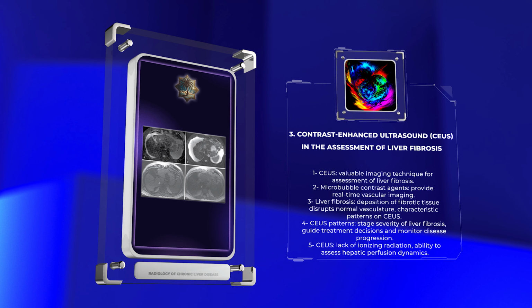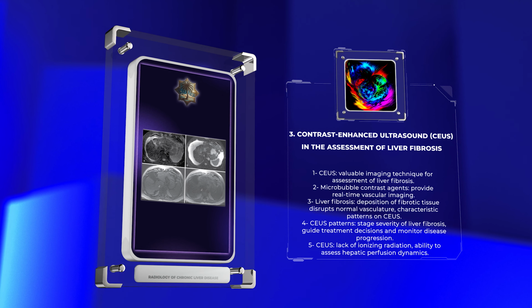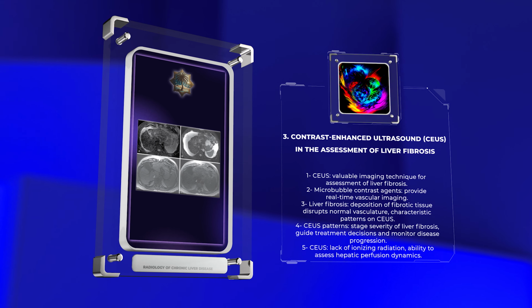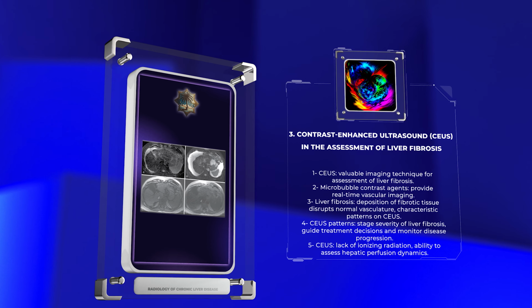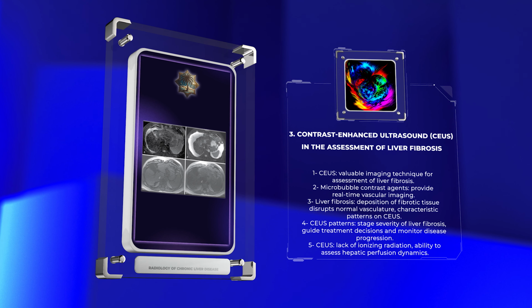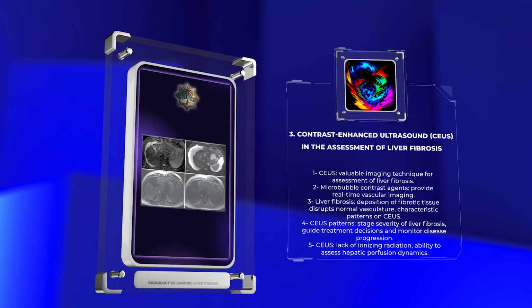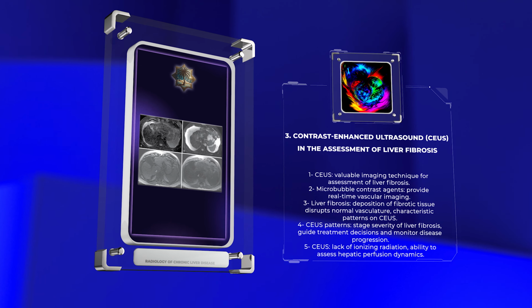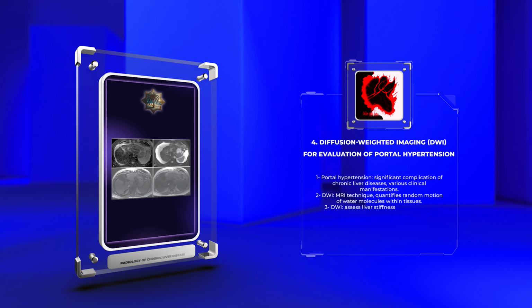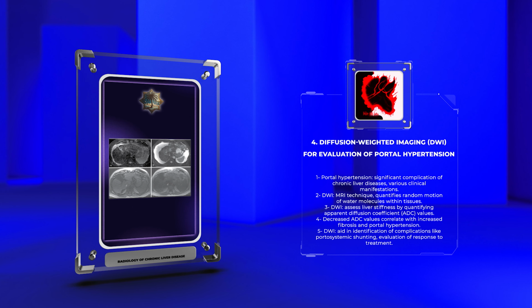In liver fibrosis, the deposition of fibrotic tissue disrupts the normal vasculature, leading to characteristic patterns on CEUS. These patterns can be used to stage the severity of liver fibrosis, guiding treatment decisions and monitoring disease progression. CEUS also offers advantages over other imaging modalities, such as lack of ionizing radiation and the ability to assess hepatic perfusion dynamics. Portal hypertension is a significant complication of chronic liver diseases that leads to various clinical manifestations.